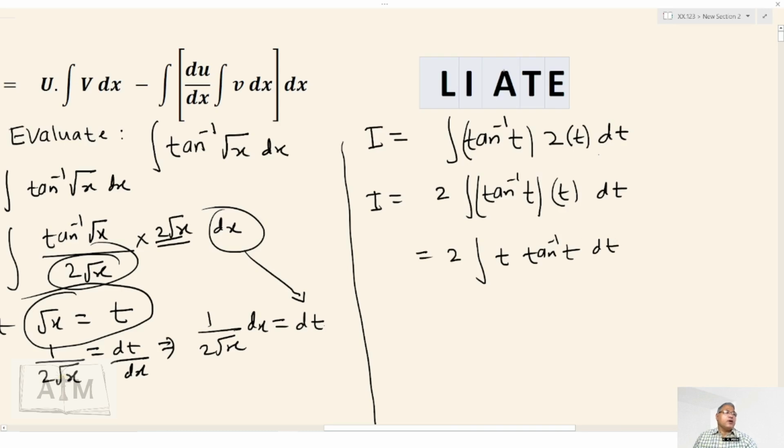T comes under algebra, so write here the t, and tan inverse of t, that comes under inverse trigonometry. So tan inverse t is coming first, therefore u equals tan inverse t and v equals t. Now applying product rule.